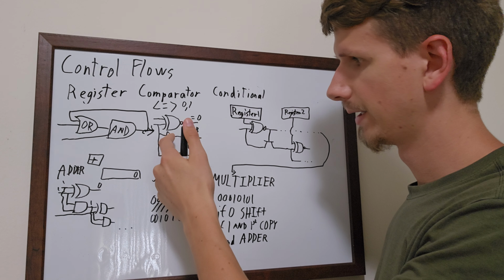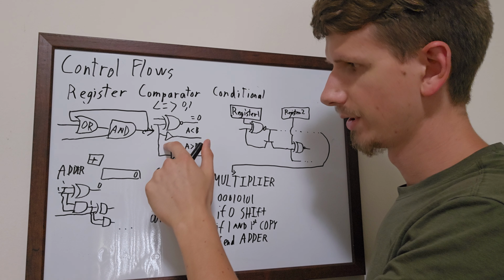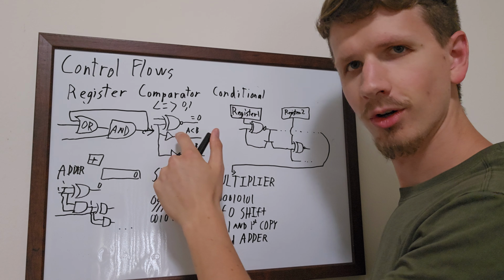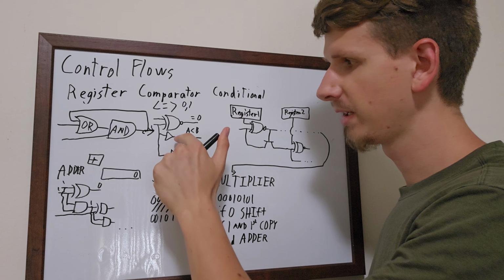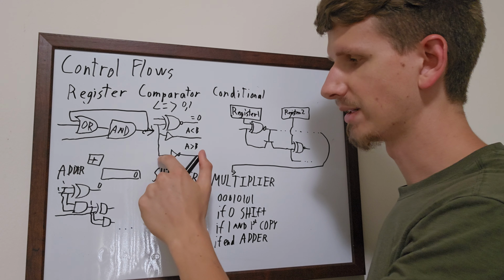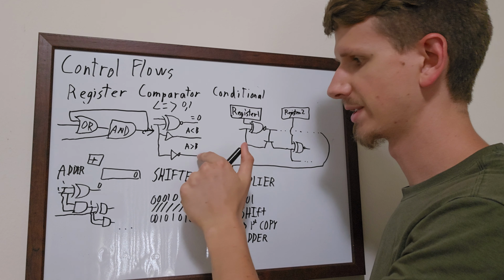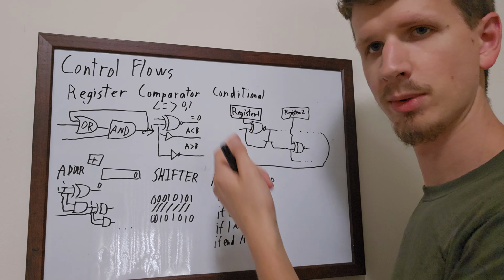And then if they're not equal and B is 1, that means B is greater. So this is the greater output, and then if B is 0, then it's less, so this is the less output. So you have equal, greater, less. Three outputs, and then you can do whatever you want with those.